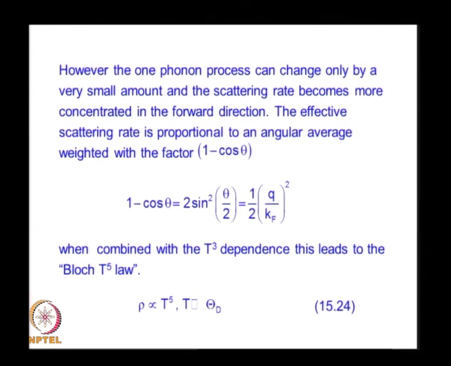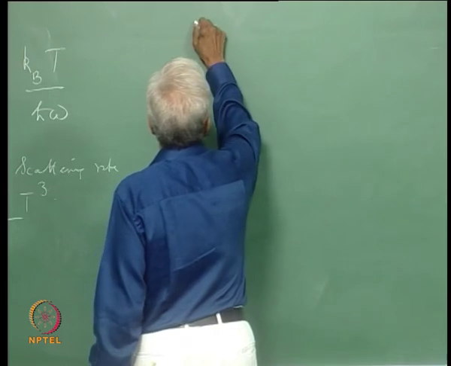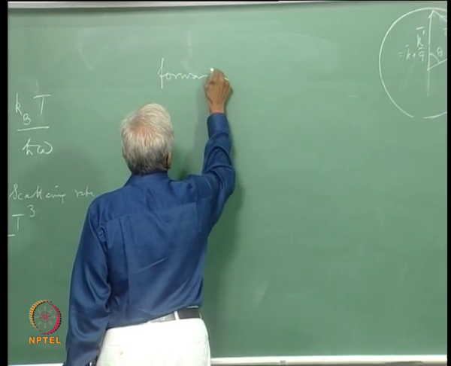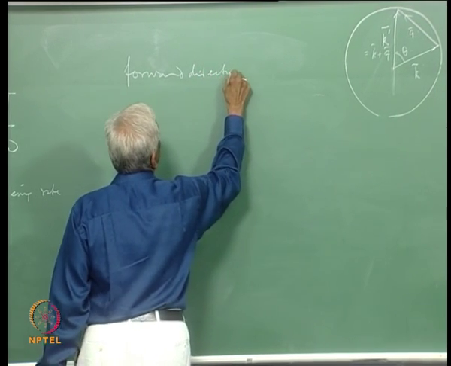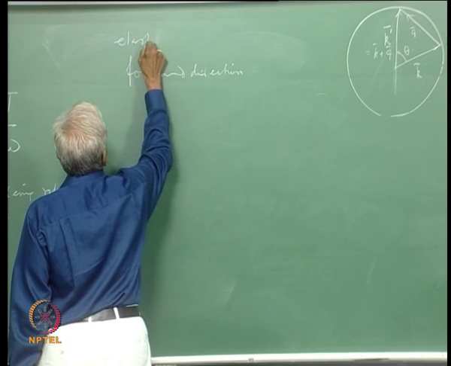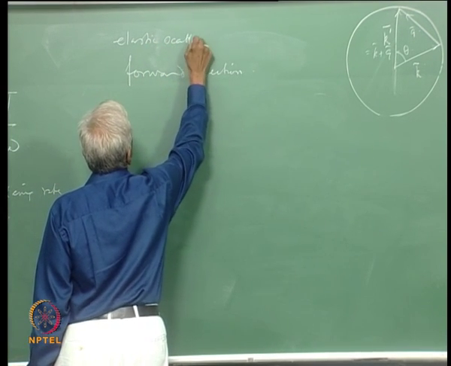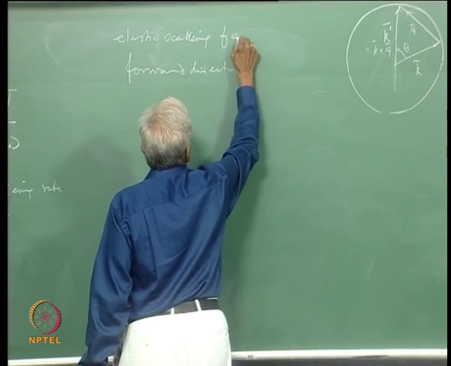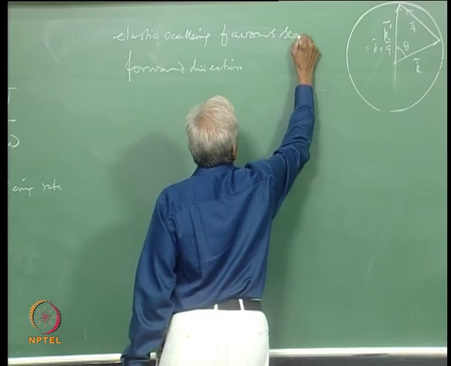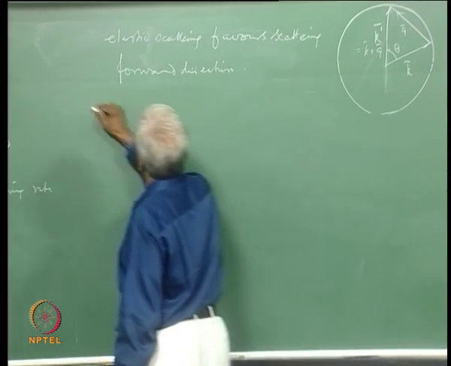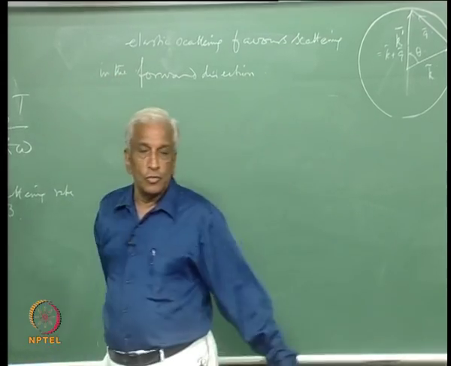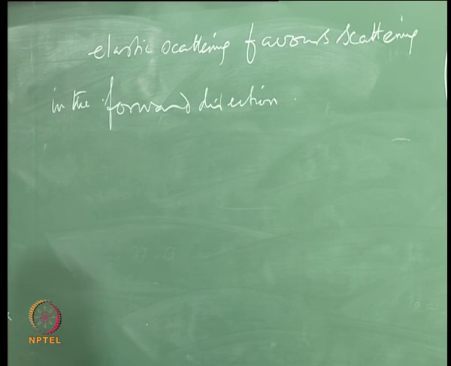However, we also have to consider an extra factor in this situation, that this one phonon process, which is due to an elastic scattering, only favors the forward scattering in the forward direction. Elastic scattering with only a very small change in the wave vector favors scattering in the forward direction. So, this can be shown to be taken into account.